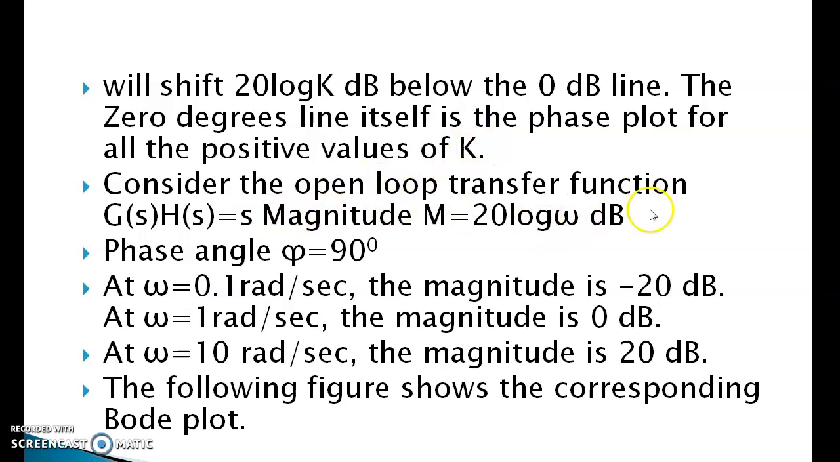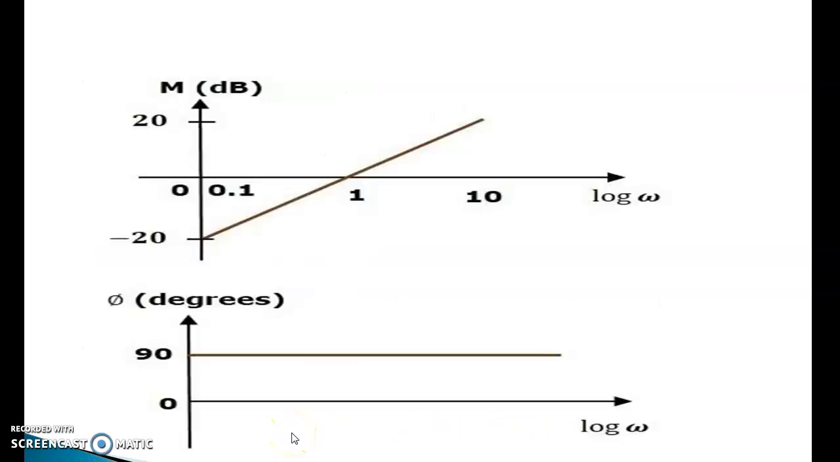Consider the open loop transfer function G(s)H(s) is equal to s. Magnitude M is equal to 20 log omega dB. Phase angle phi is equal to 90 degrees. At omega is equal to 0.1 radian per second, the magnitude is minus 20 dB. At omega is equal to 1 radian per second, the magnitude is 0 dB. At omega is equal to 10 radian per second, the magnitude is 20 dB. The following figure shows the corresponding Bode plot.